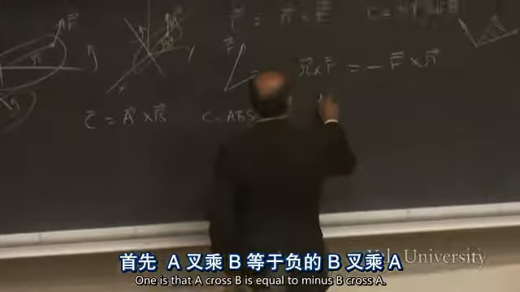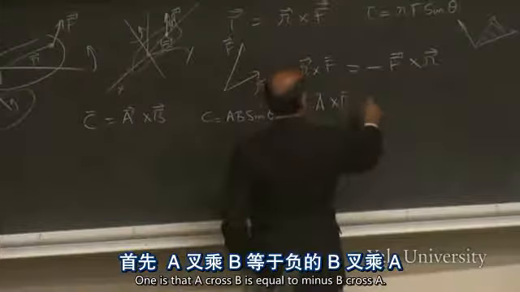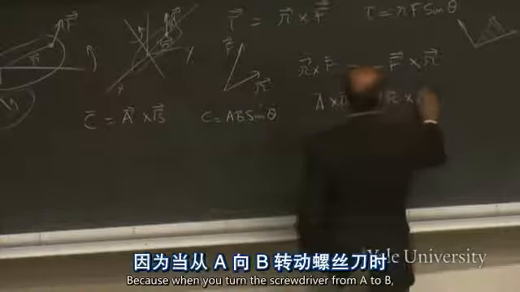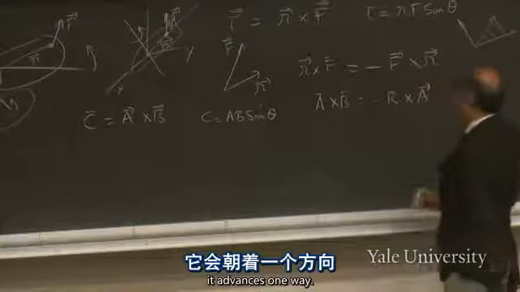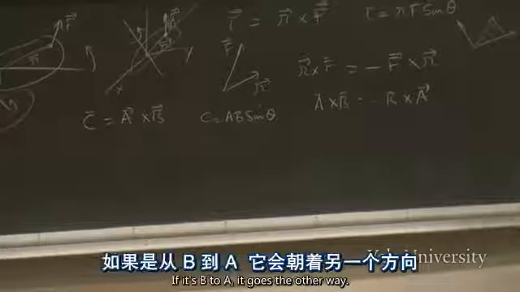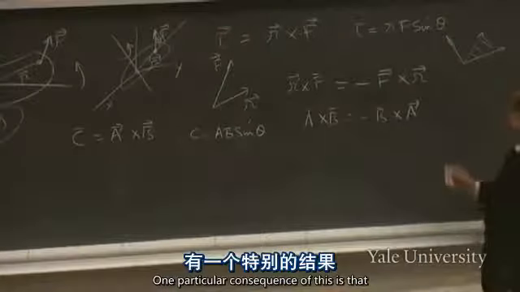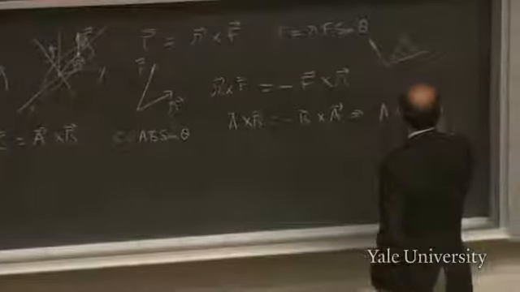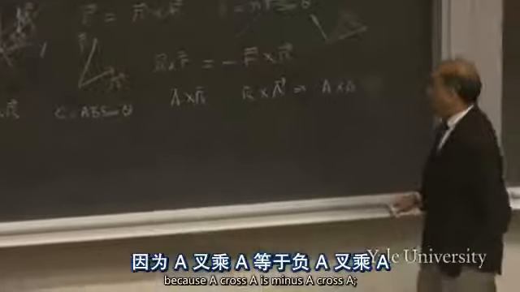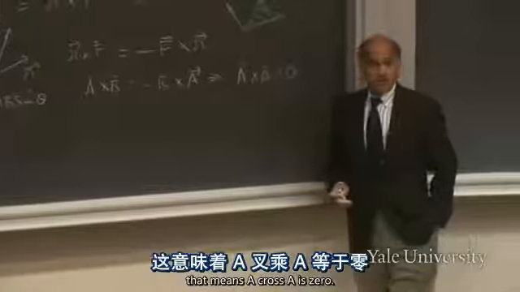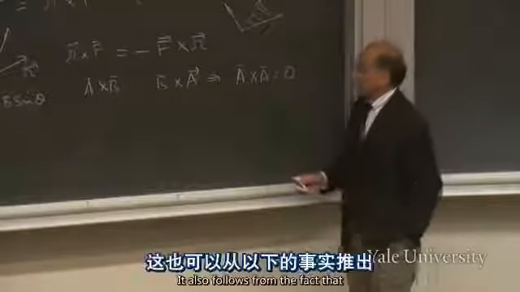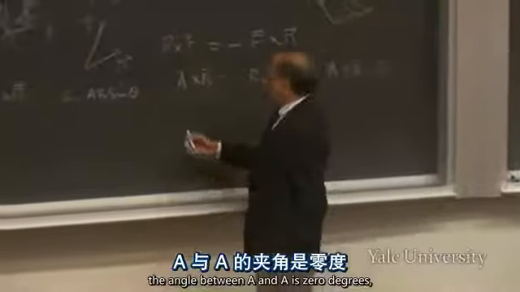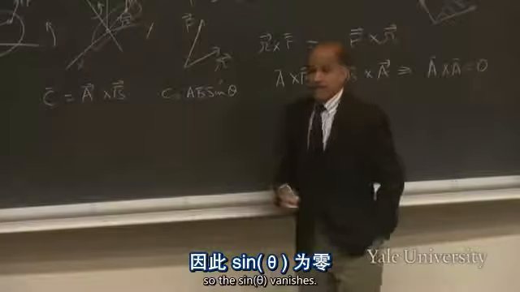One is that a cross b is equal to minus b cross a, because when you turn the screwdriver from a to b, it advances one way. If it's b to a, it goes the other way. One particular consequence of this is that a cross a is 0. Because a cross a is minus a cross a, that means a cross a is 0. It also follows from the fact that the angle between a and a is 0 degrees, so the sine theta vanishes.